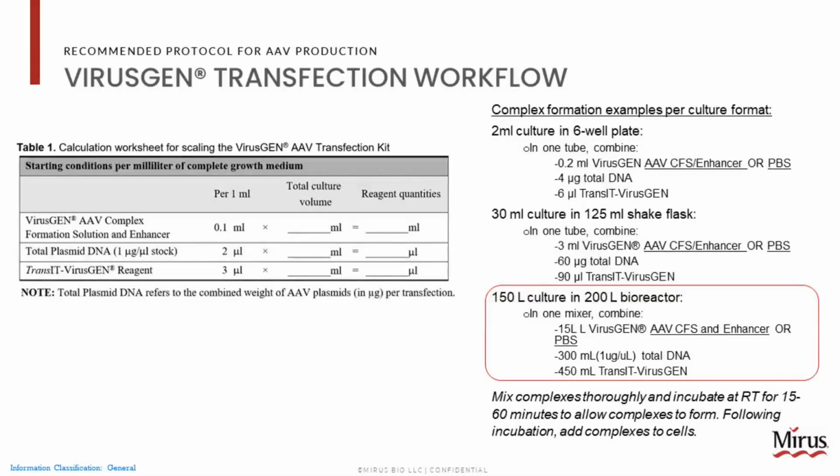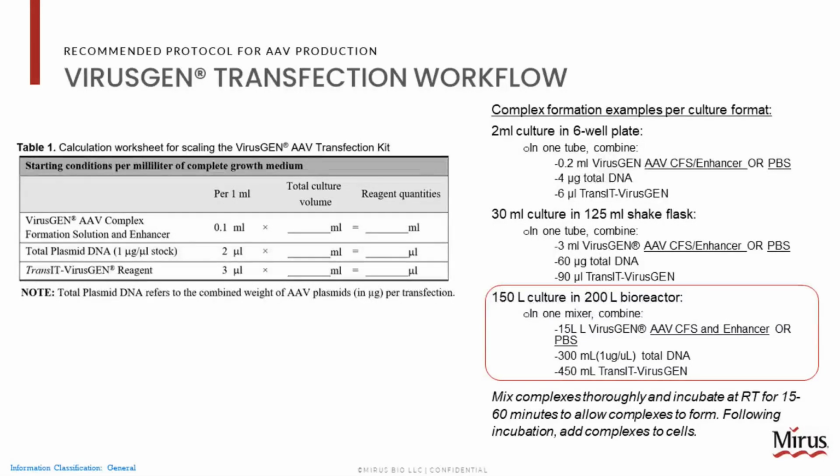So looking at the complex formation itself, this is fairly easily done through a transfection worksheet that Mirus will provide all customers. It is a simple to follow formula, and this can be used at, again, the small scale or quickly scaled up. We have some customers that have used this worksheet directly into their batch records for complex formation.